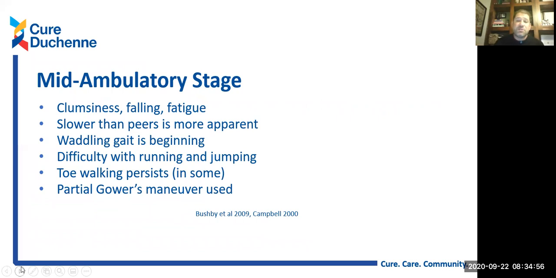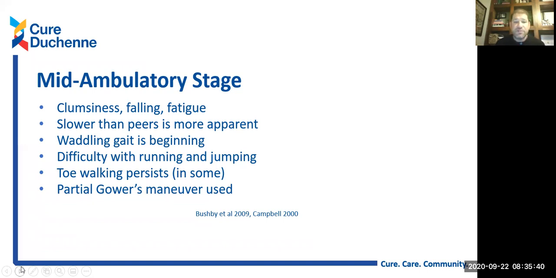So the mid-ambulatory stage, the next stage within the ambulatory stage, we're starting to see more of the effects of the Duchenne. We're starting to see more clumsiness, more falling, more fatigue. They're having a more difficult time walking further distances. It's becoming more obvious that they are slower than their peers. They're not able to keep up with their friends. We're starting to see that waddling gait, and I'll show you a video of that in a second, but that's the walking with more of a lateral shift as they're walking.